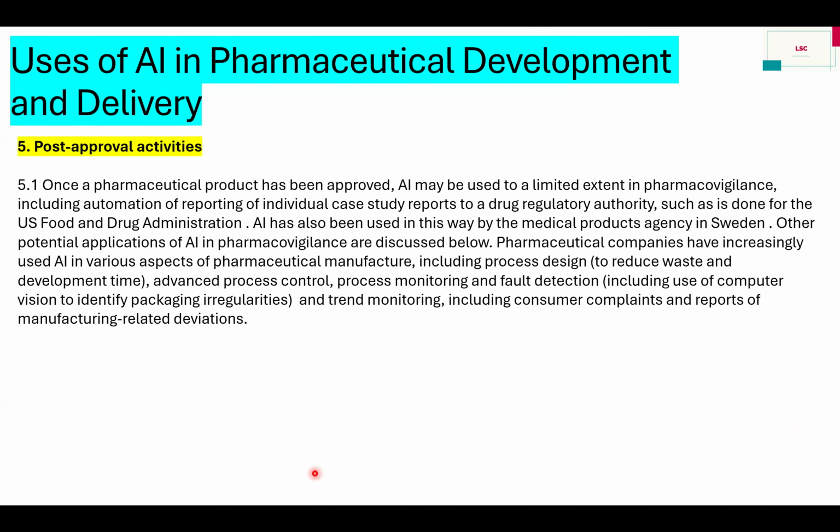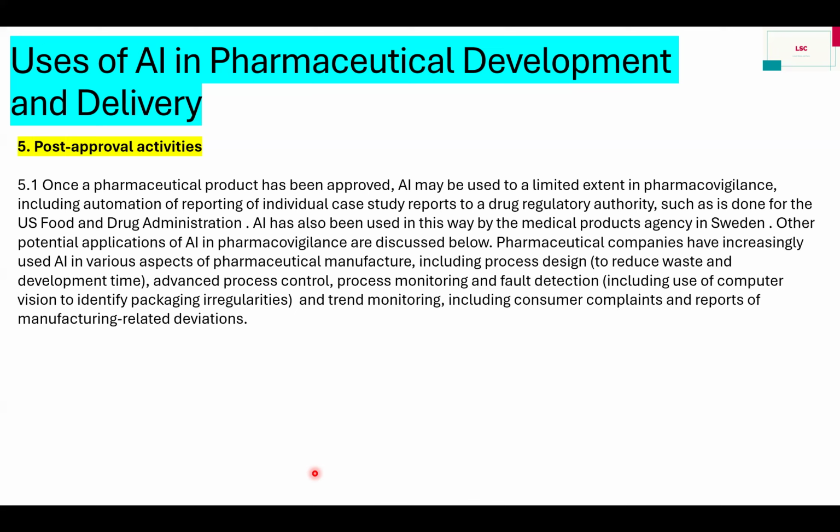Post-approval activity. Once a pharmaceutical product has been approved, AI may be used to a limited extent in pharmacovigilance, including automation of reporting of individual case history reports to a drug regulatory authority, such as is done for the US Food and Drug Administration. AI has also been used in this way by the Medical Products Agency in Sweden. Other potential applications of AI in pharmacovigilance are discussed below.